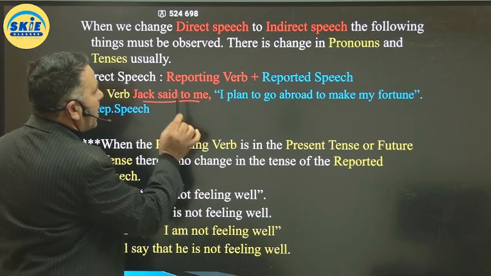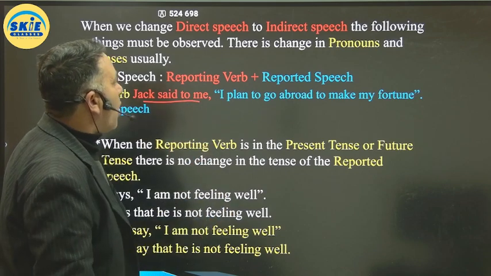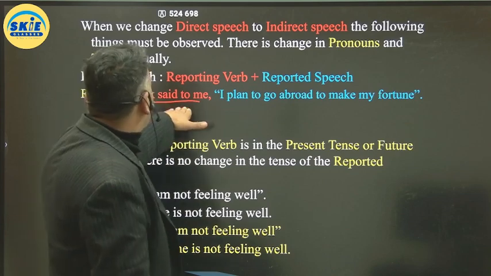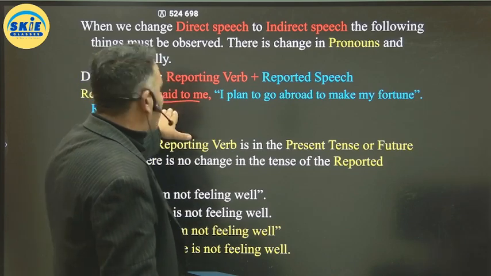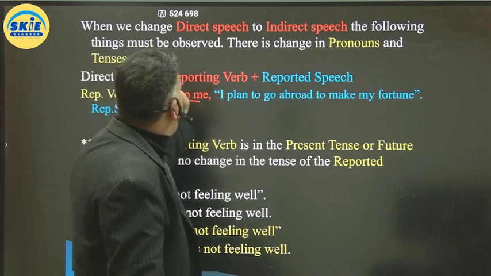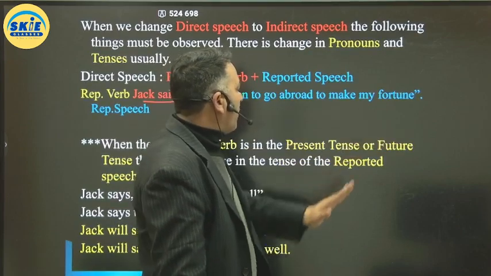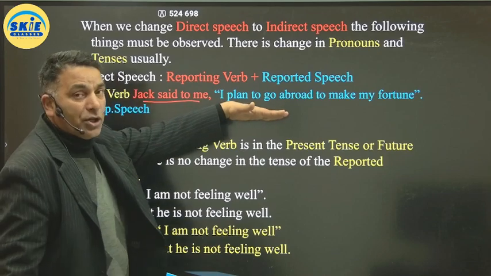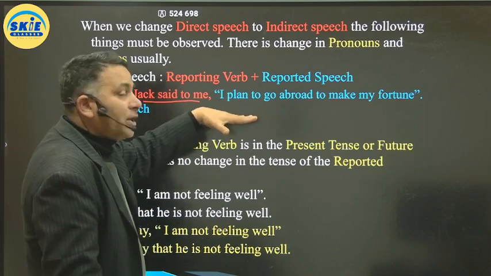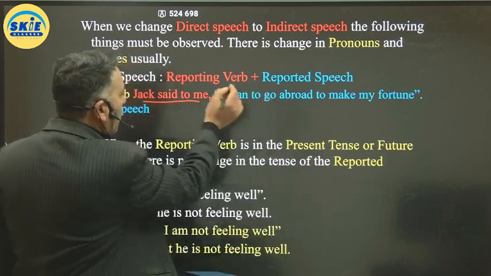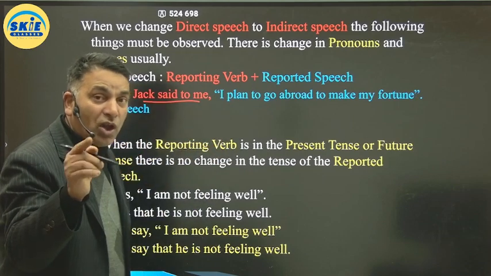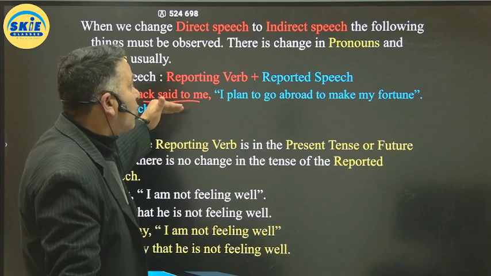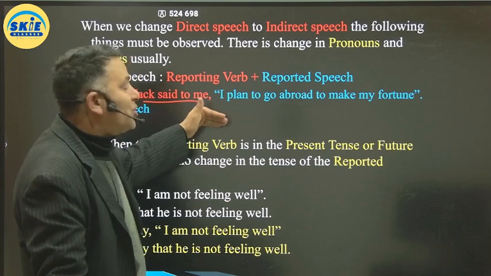For example, Jack said to me, "I plan to go abroad to make my fortune." Said is the reporting verb here. "Jack said" is the reporting verb part. "I plan to go abroad to make my fortune" is the reported speech. If you want to change the narration of this sentence, there would be two changes. There would be change in the pronouns, and there could be change in the tenses.